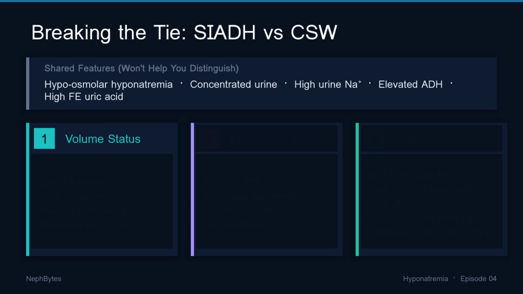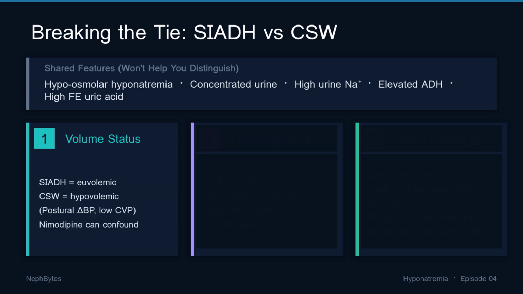The first clue is volume status, which we've already noted. SIADH is euvolemic by definition. CSW presents with hypovolemia. The postural blood pressure drop and low CVP in this patient point toward volume depletion, though nimodipine, a vasodilator, can produce some orthostatic changes on its own. So volume status points you in a direction but isn't definitive here.